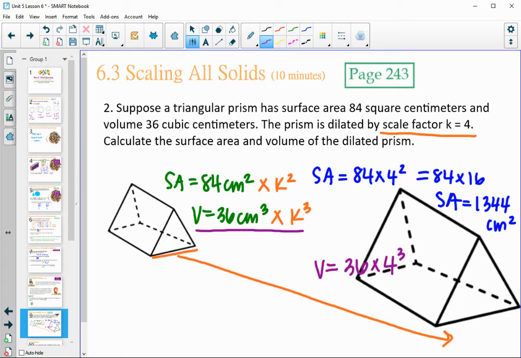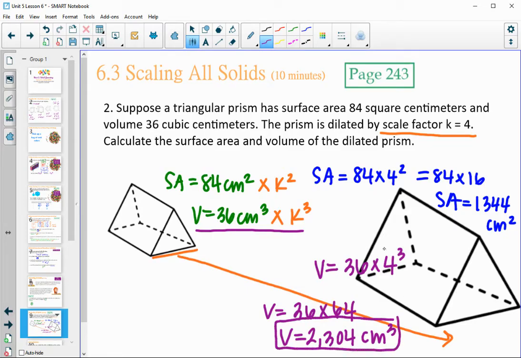The new volume, so we would do volume equals 36 times k cubed, so times 4 cubed, 4 cubed being 64. So we would do 36 times 64. So our new volume for this dilated figure is 2,304 centimeters cubed. So surface area multiplying by k squared, volume multiplying by k cubed.